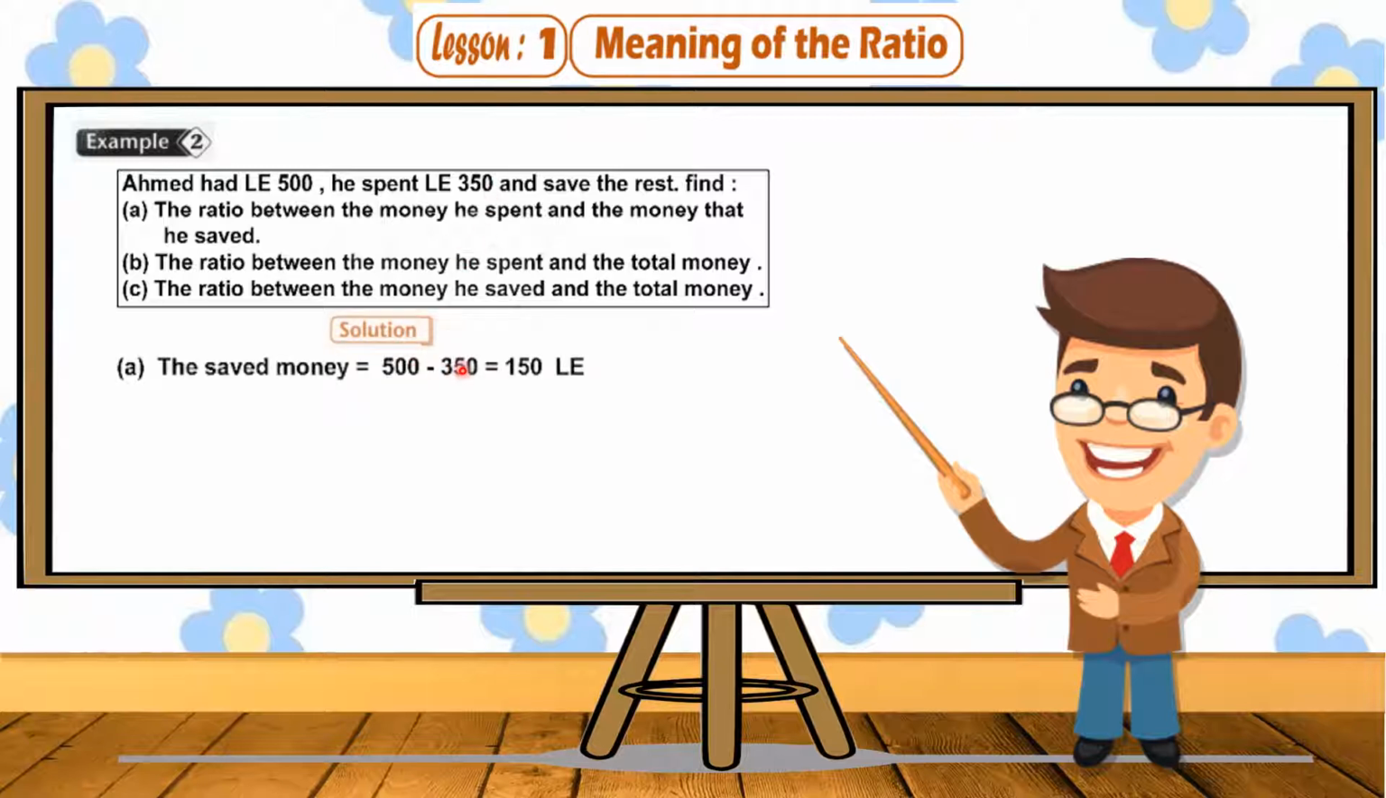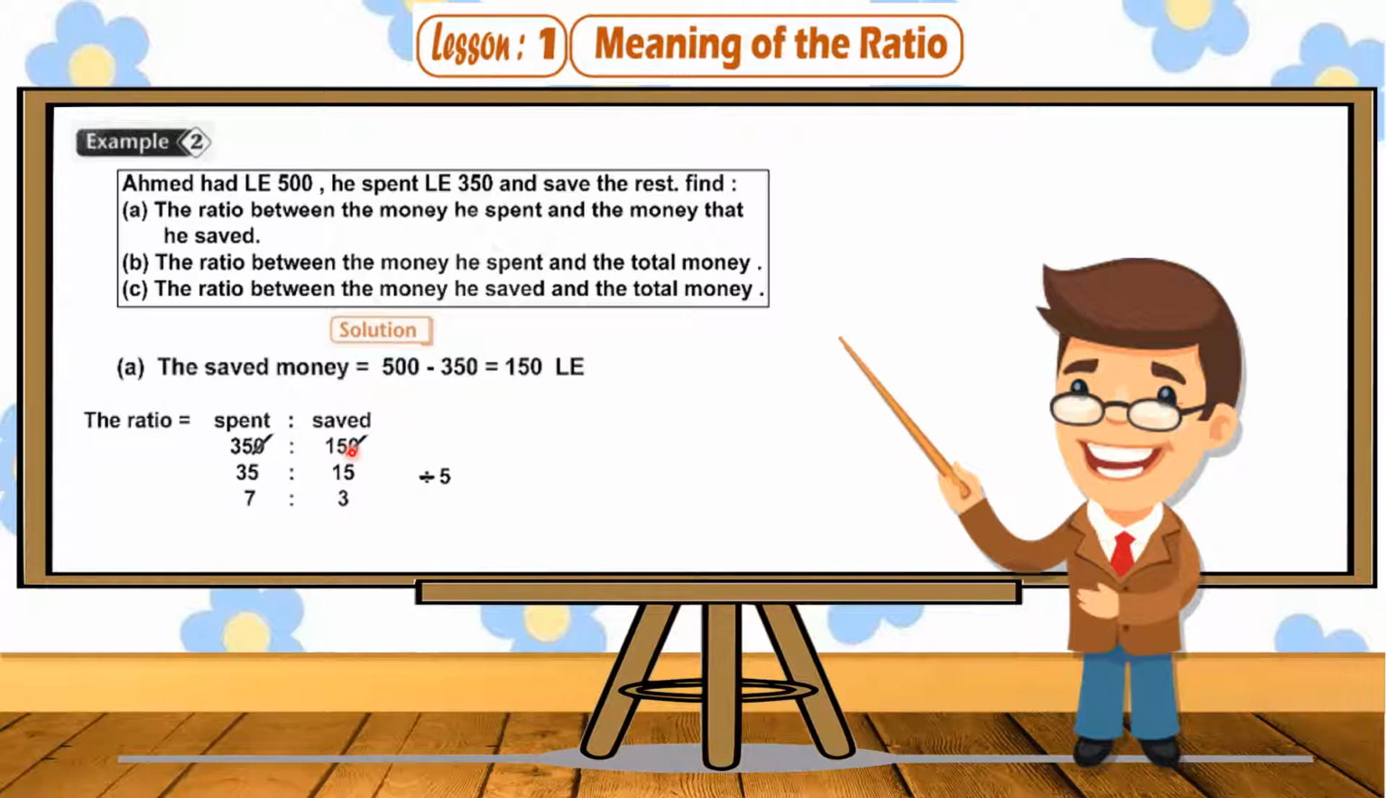500 minus 350 equals 150. Let's solve letter A. The ratio between the money he spent and the money that he saved. مين اللي جاي الأول؟ The first quantity is the money he spent اللي هم 350, and the second term will be what he saved اللي هو 150. فالترتيب مهم، نقول 350 to 150.